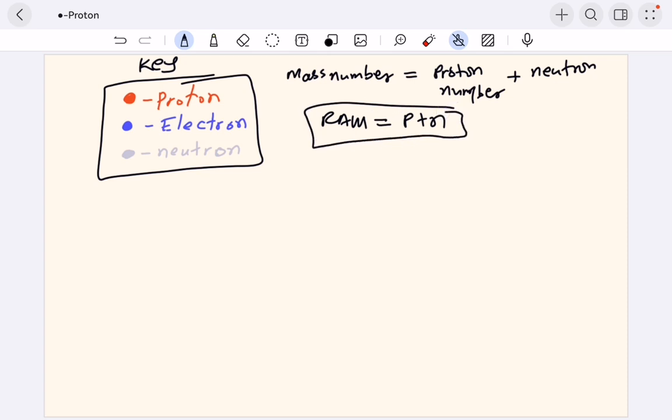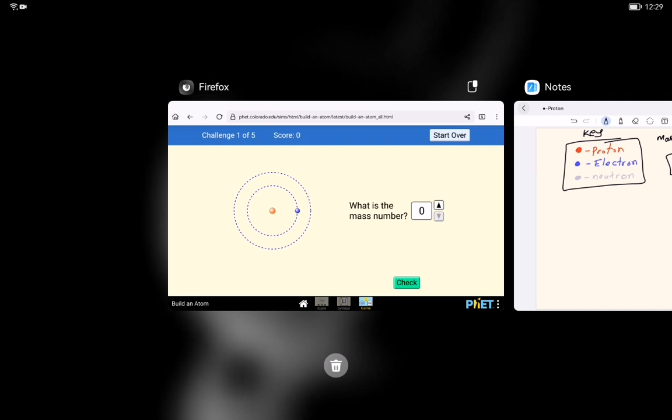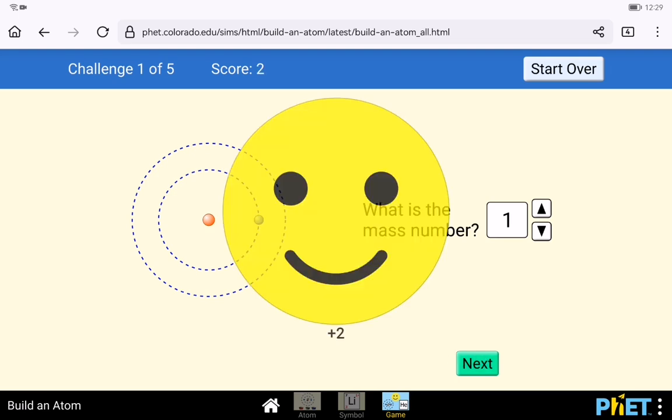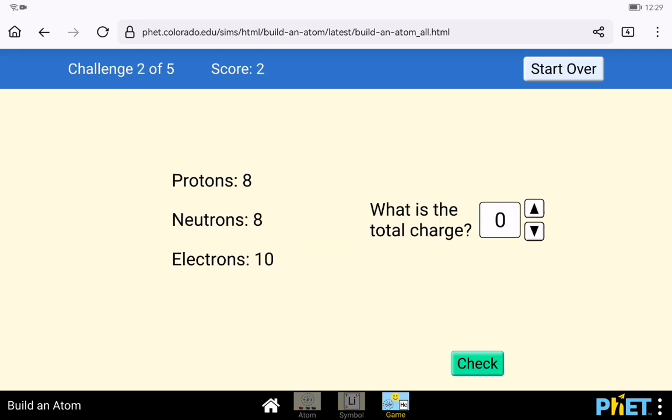From the question that we are given, we have one red, meaning that we have one proton. Therefore, the proton number is 1. Then for the neutron number, there's no gray, so the neutron number is 0. In this case, our mass number is P plus N, which is 1 plus 0, giving us 1. So our mass number is 1. The answer is correct.